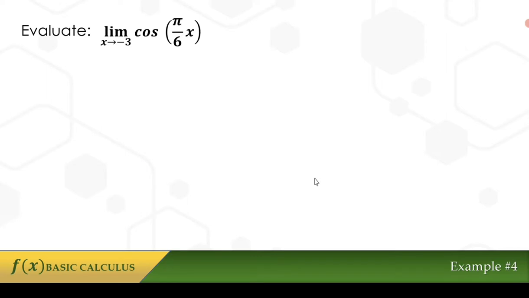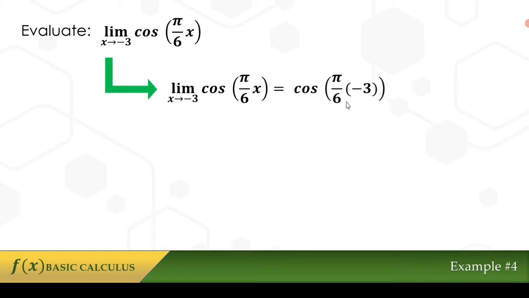Alright, next, example number 4. Guys, please try to answer example number 4. Okay, so let's double check your solution. So cosine pi all over 6 times x, and then x approaches negative 3. So same procedure, let's apply direct substitution. So from cosine pi all over 6x to cosine pi all over 6, and then times negative 3. So that's the constant or value of a.